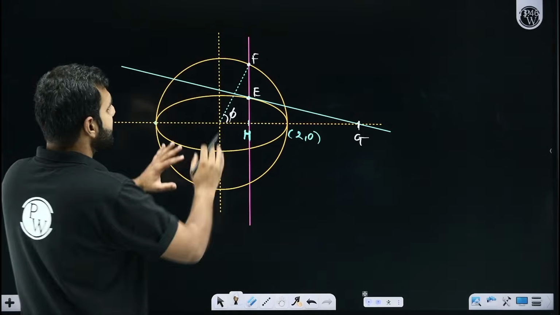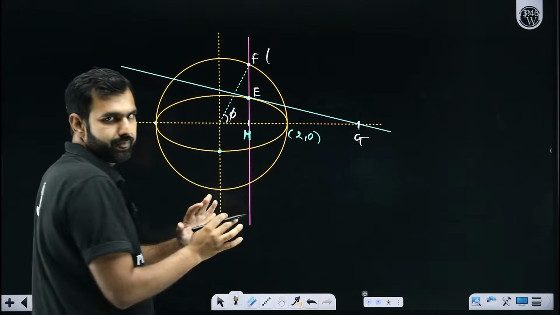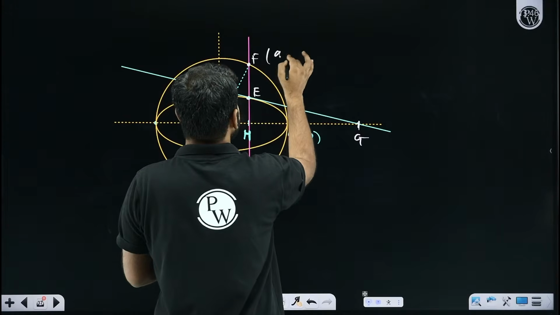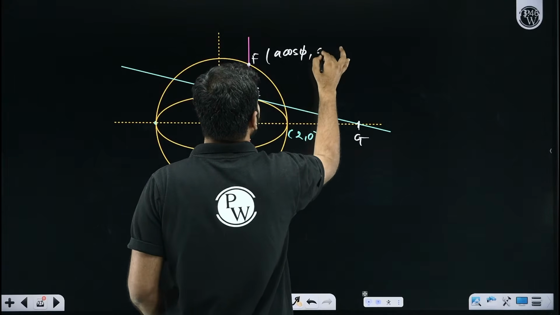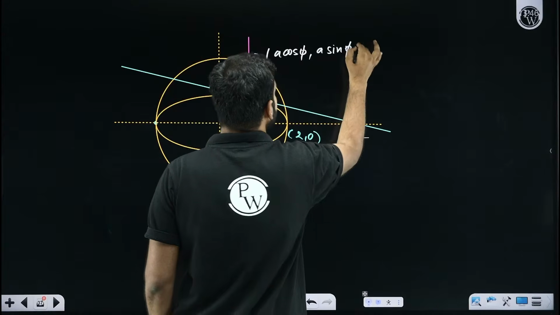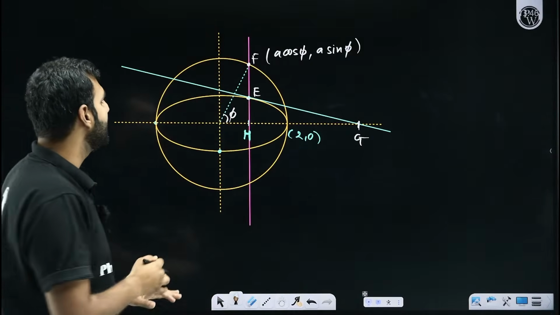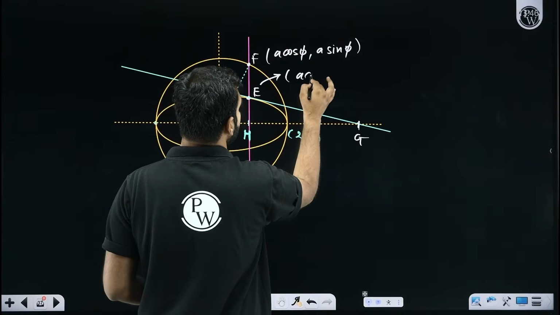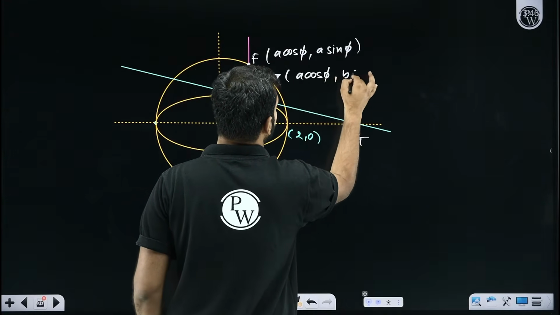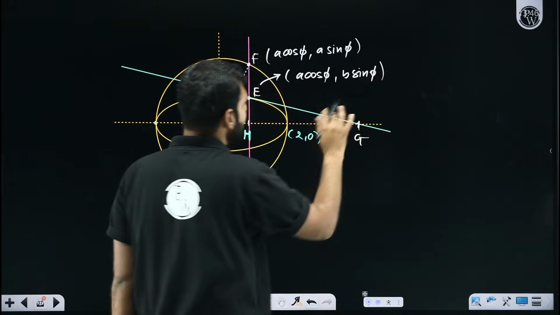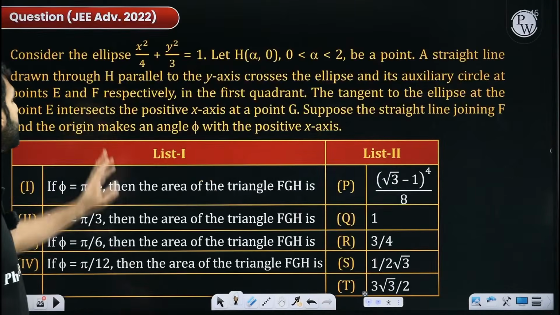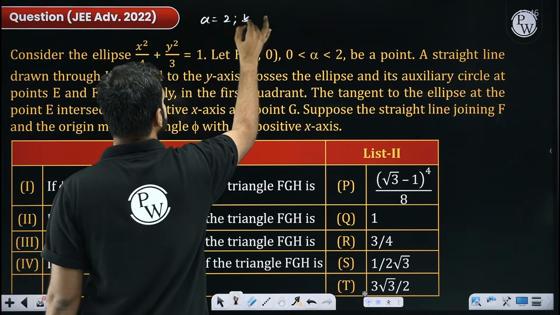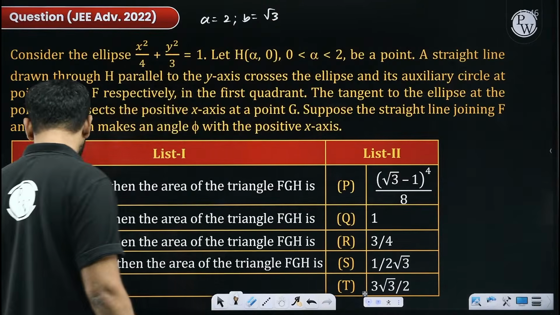Trust me. This F will be A cos phi, comma A sin phi. For this auxiliary circle, this is how we define it. But if I take it on this ellipse, the coordinates of E will be A cos phi, comma B sin phi. I hope there is no confusion on that. A and B are definitely 2 and root 3, which I'll replace later. I hope you're understanding that A is nothing but 2 and B is root 3.